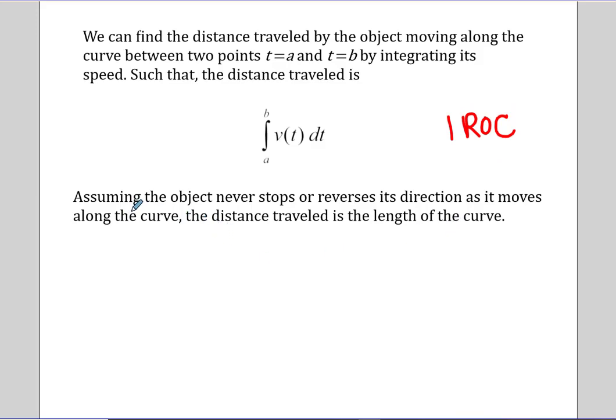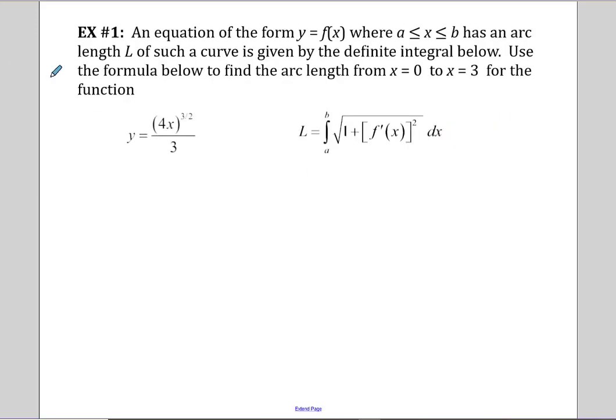So we need to assume the object never stops or reverses its direction as it moves along the curve, and then the distance traveled is the length of the curve. So let's jump right in with some examples here. For an equation in the form y equals f of x, where x is between 2 points A and B inclusively, the arc length L of such a curve is given by the definite integral below. That's this formula right here.